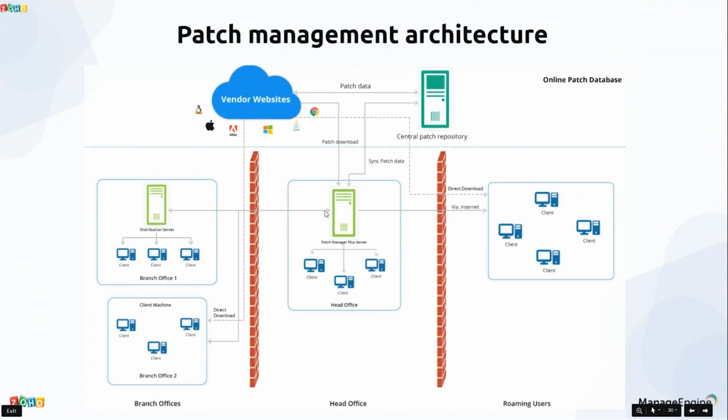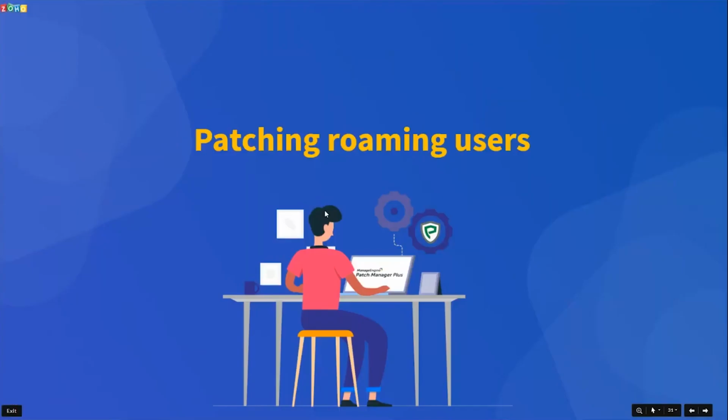Now let us take a look at how the endpoints can be managed in a distributed workforce. Patching roaming users. There are two ways in which these types of users can be managed. One is through a secure gateway server. The domain users can connect to the secure gateway server, so you don't have to expose the Desktop Central server out on the internet. All the communications between the agent and the Desktop Central server will happen through the secure gateway server only.